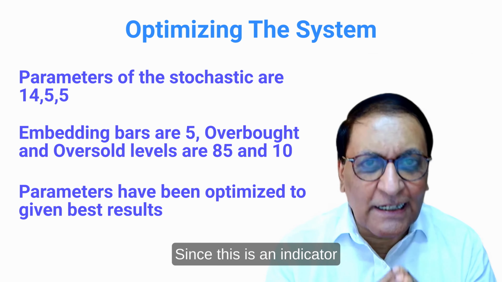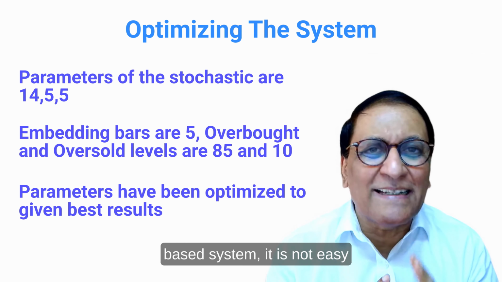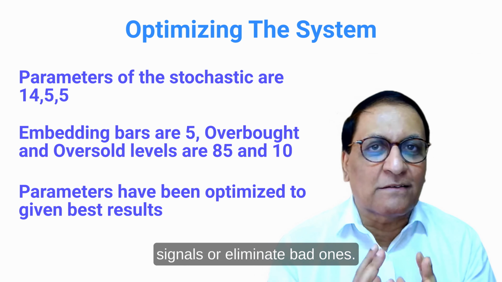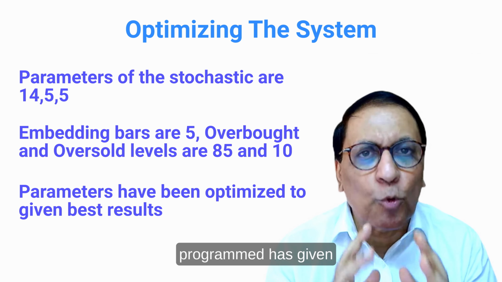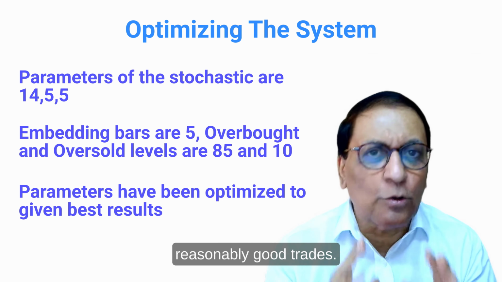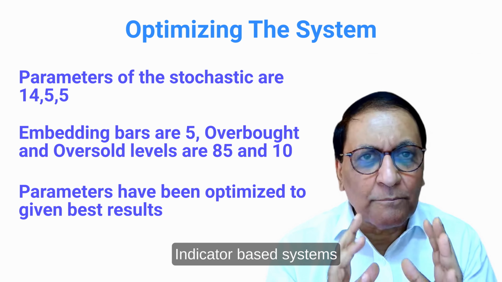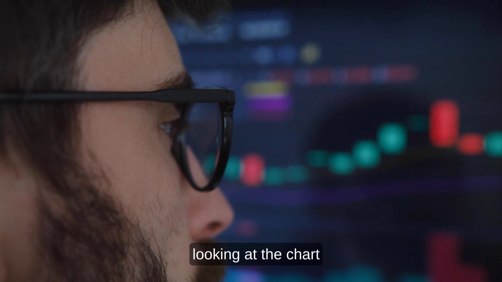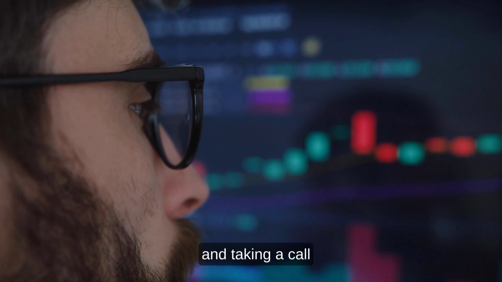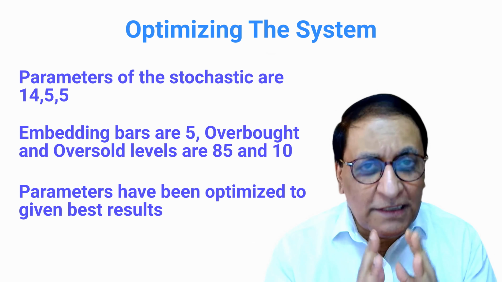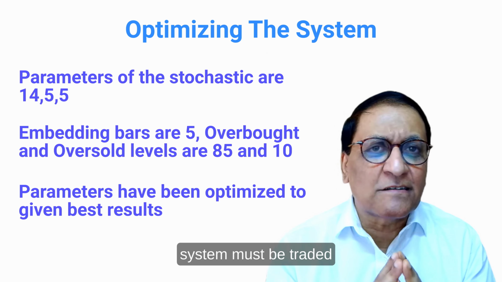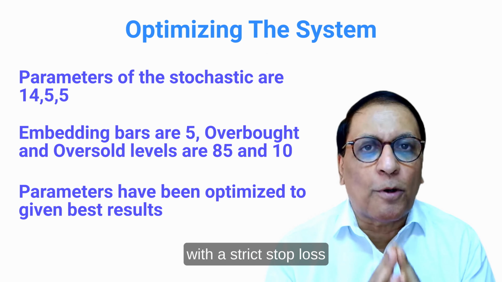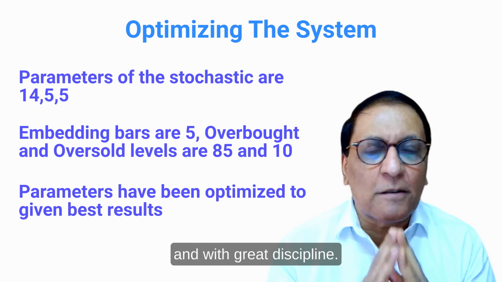Since this is an indicator-based system, it is not easy to generate precision good signals or eliminate bad ones. The system which has been programmed has given reasonably good trades. Indicator-based systems are best traded by actually looking at the chart and taking a call on what to do in the market. Therefore, indicator-based systems must be traded on price confirmation with a strict stop loss and with great discipline.